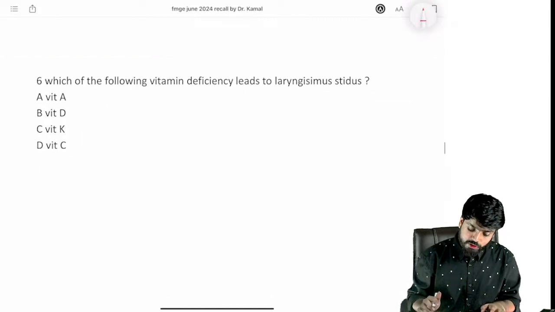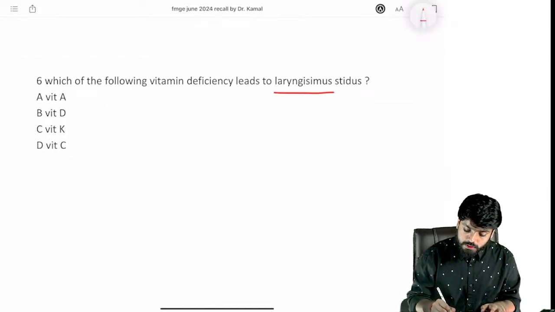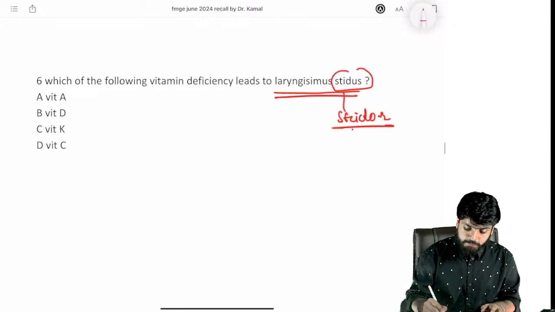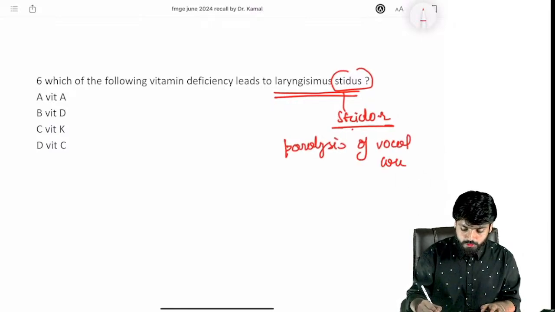Now, which of the following vitamin deficiencies leads to laryngismus stridulus? See, stridor happens due to paralysis of the vocal cord.